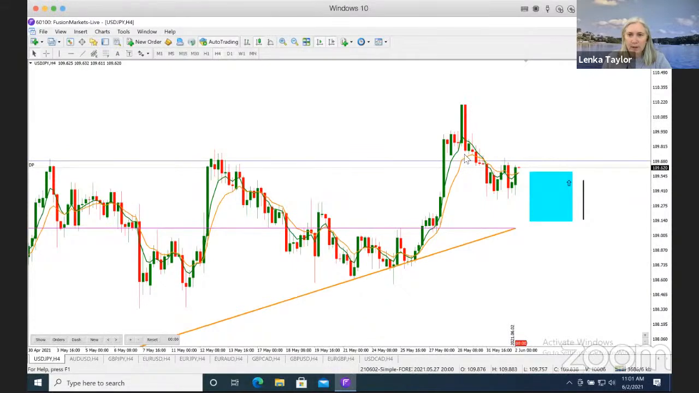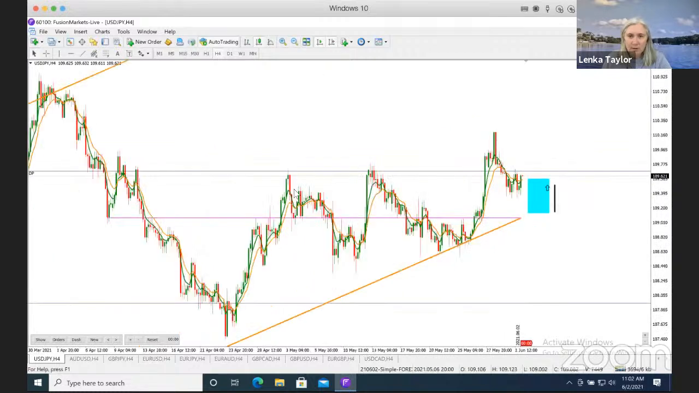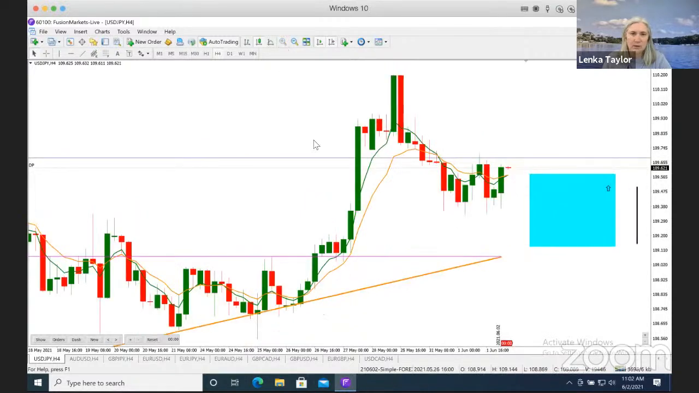So on the 4-hourly, we had a little bit of a pullback. I would have preferred a pullback a little bit further, but considering that it is just at the tops there, I'm going to enter a long position with a reduced risk on this one. So let's set that up.